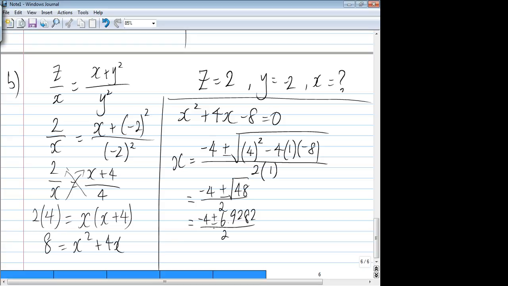Okay? So the answers will be -4 plus 6.9282 over 2, or -4 minus 6.9282 over 2. Continue by yourself and round them off to 3 SF. That is what the question wants, and you will have the answer. So I'm not going to continue for you. You can do it yourself. Alright? So I'll just put a dot, dot, dot for you to continue.